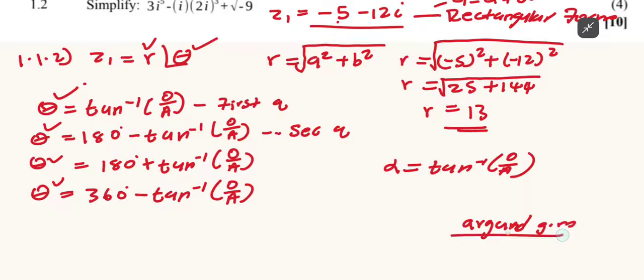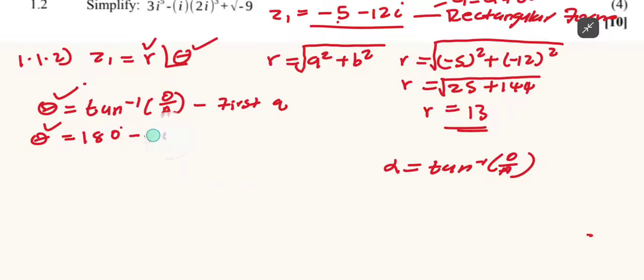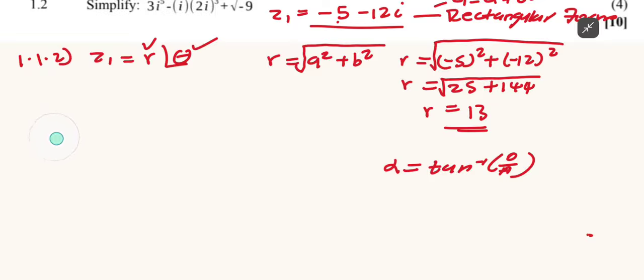We call this the Argand diagram. We'll discuss that. Since we see that it lies in the third quadrant, we'll use the third quadrant formula. That is the formula we'll use.